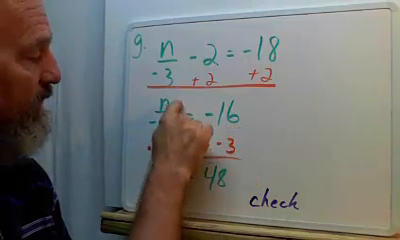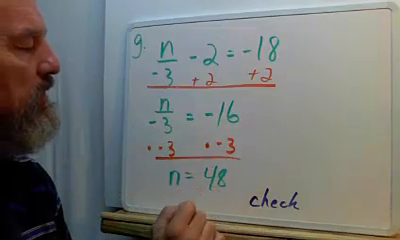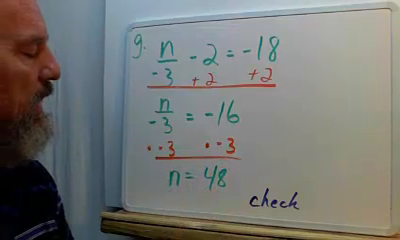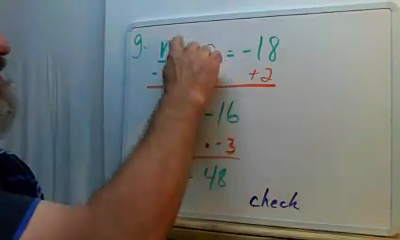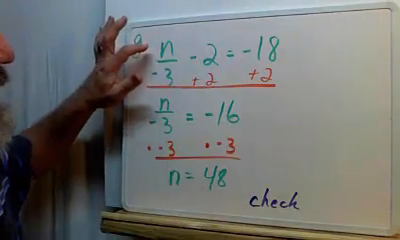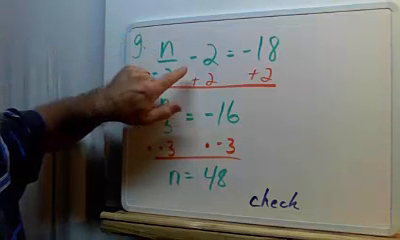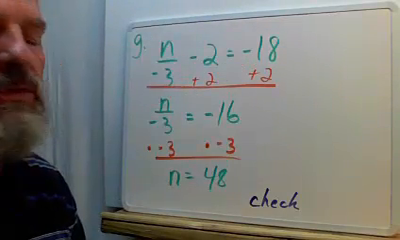By seeing this as division, we know that we're going to need to multiply by negative 3 on both sides. Negative times a negative is a positive, and it is n equals 48. Again, back up to the top. 48 divided by negative 3 is going to be negative 16. Negative 16 minus 2 more is negative 18. We have a good solution.